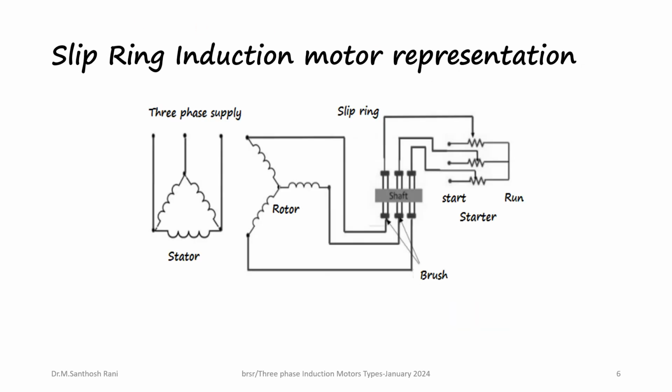The representation of a slip ring induction motor is shown in this picture. Here the stator is shown as a delta connected winding. The rotor is always star connected winding and the ends of the three windings are taken to the slip rings and they are shorted, but it is shorted using variable resistances which are connected in star, so that by varying the resistance of the rotor, the speed control of the slip ring induction motor can be done easily.